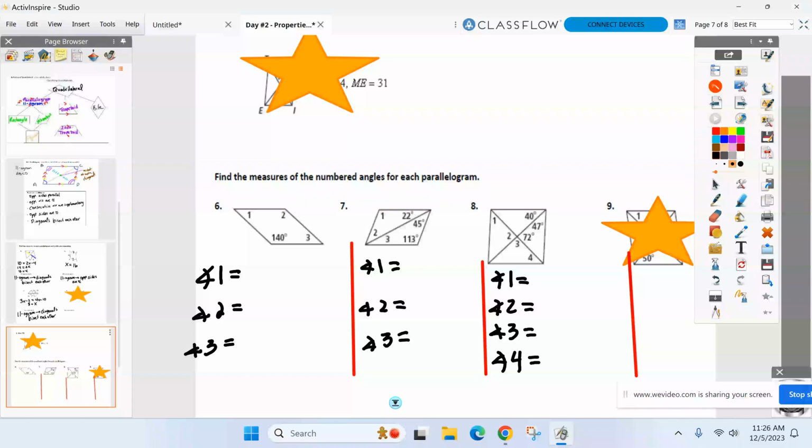Again, remember, find a missing angle if you have to. That's not labeled. It'll get you to the numbered one.